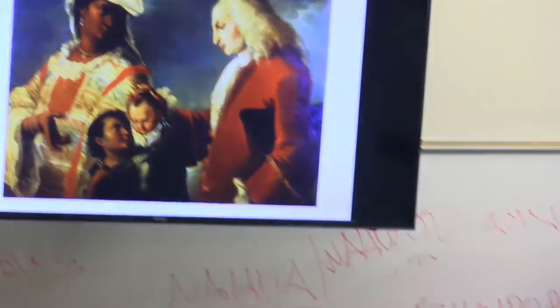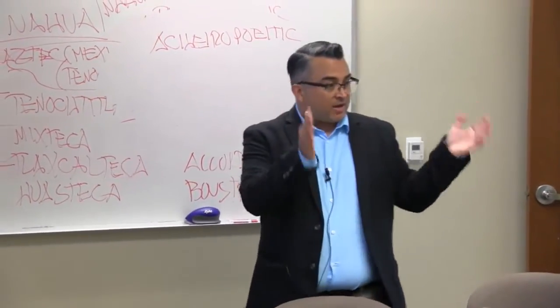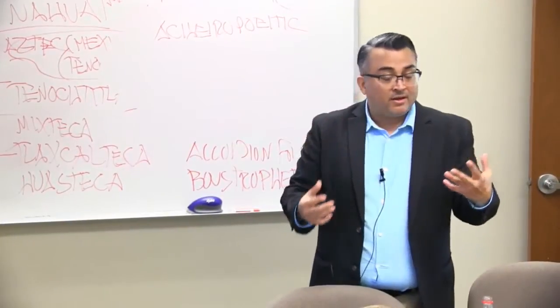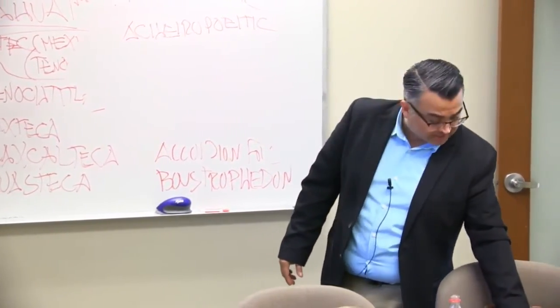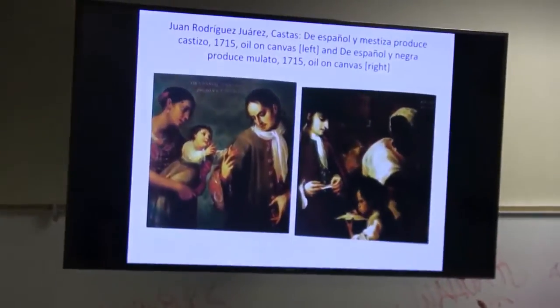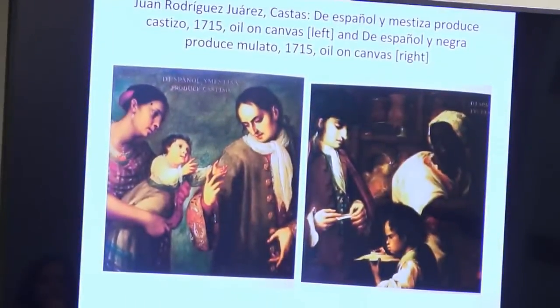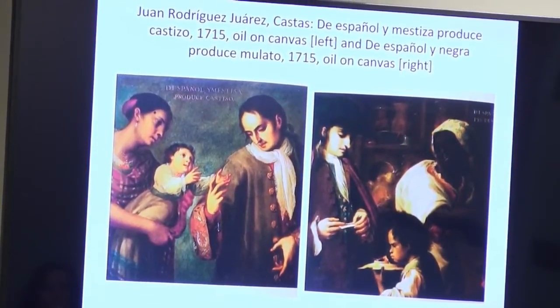And one of the questions we have to ask is, if they're interested in depictions of racial types, why not just have the mulatto and the mestizo? Why bring the father and the mother into it? I'm going to explain why. Cast paintings take one of two forms. Here are just two others. They're part of a series. This one is of Spaniard and mestizo, produced castizo. Of Spaniard and a black woman, they produce mulatto. Just examples from this one series.